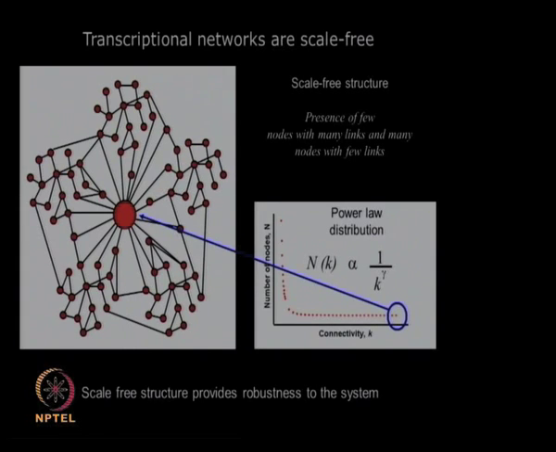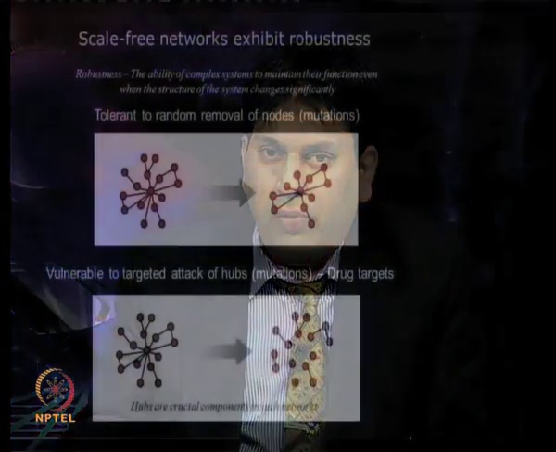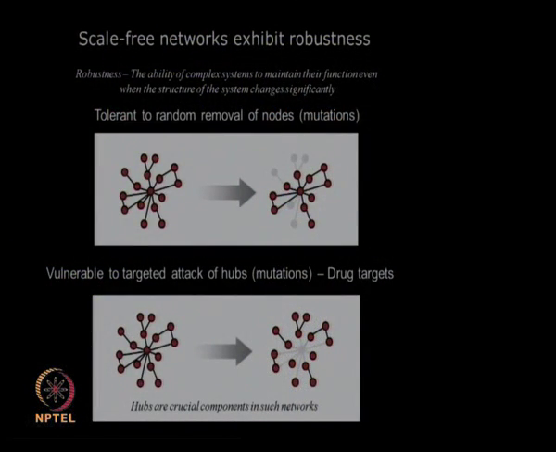Now, what is so special about this scale-free structure? Scale-free structures have been postulated to provide robustness to the biological system. Now, what exactly is robustness? Robustness is the ability of a complex system, such as a biological system, to maintain its function even when the structure of the system changes significantly. Now, let us look at an example. In the network figure that you see, if you randomly perturb any of these nodes, you are likely to affect a small fraction of the network.